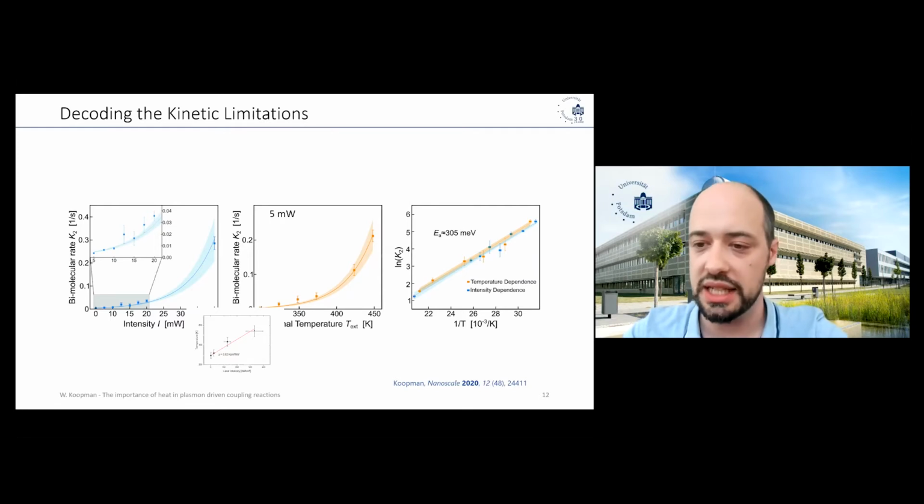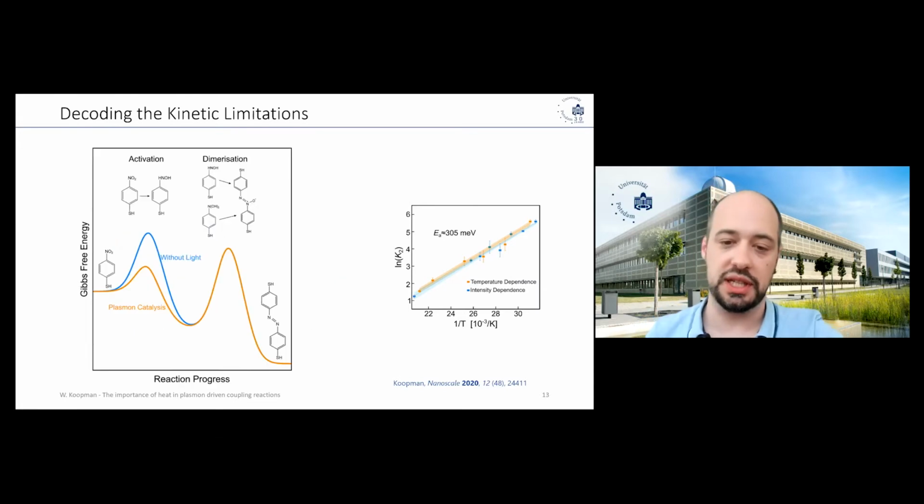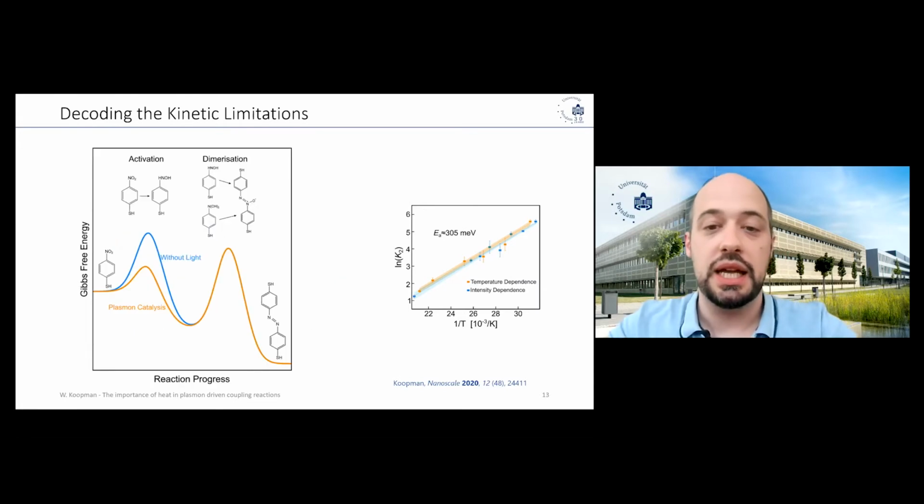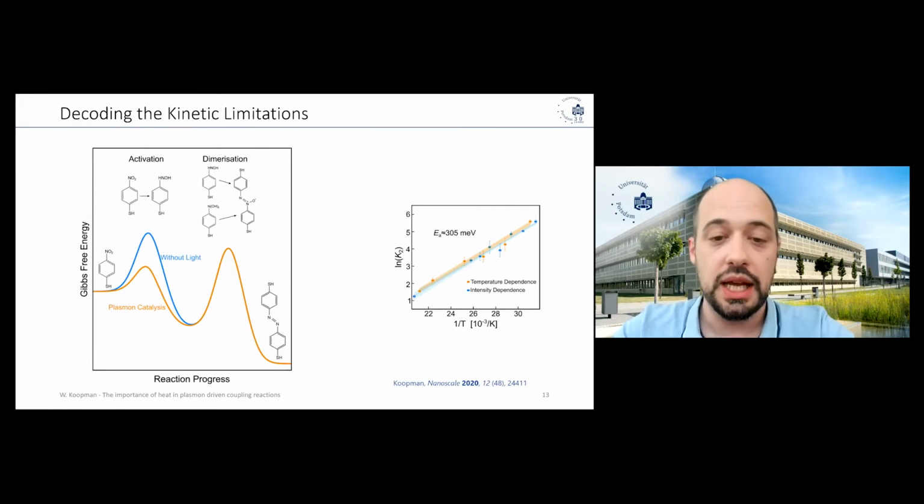And that was a bit puzzling, but I think we got an explanation for this. And the explanation is as follows. If you do this kind of dissociation experiments, as many people do, for example, with dyes or stuff like this, where you usually have one activation barrier, that's why you get such a plot as I plotted in the beginning.